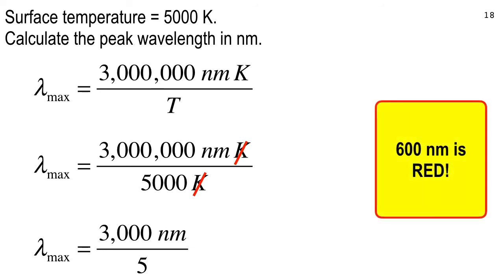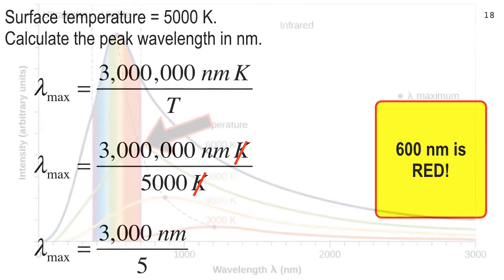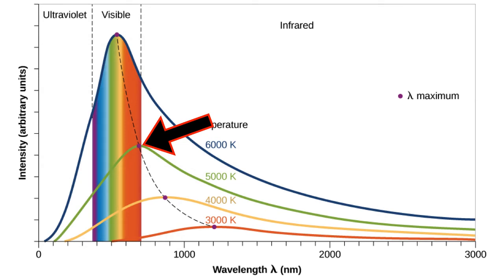And my wonderful students, 600 nanometers, that's red. That's up at the red end of Roy G. Biv. And that is why on this graph, for 5,000 Kelvin, the second curve down from the top, the peak is right there in the reds. It's not all the way out of the reds. 600 nanometers is in there a little bit. But that's definitely red.